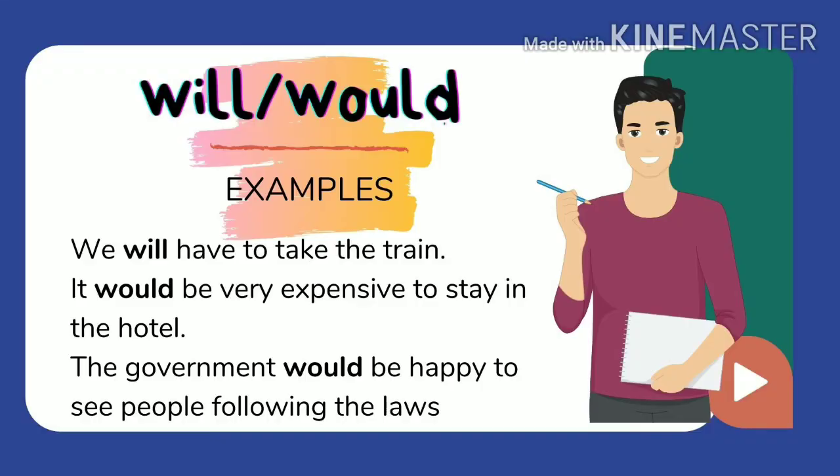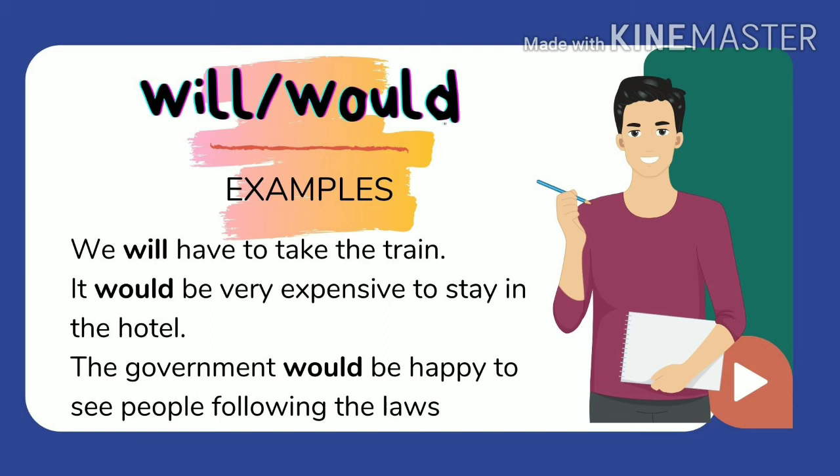We have here examples of will and would. We will have to take the train. Next, it would be very expensive to stay in the hotel. Next would be, the government would be happy to see people following the laws. So for sentence 1, we will have to take the train.